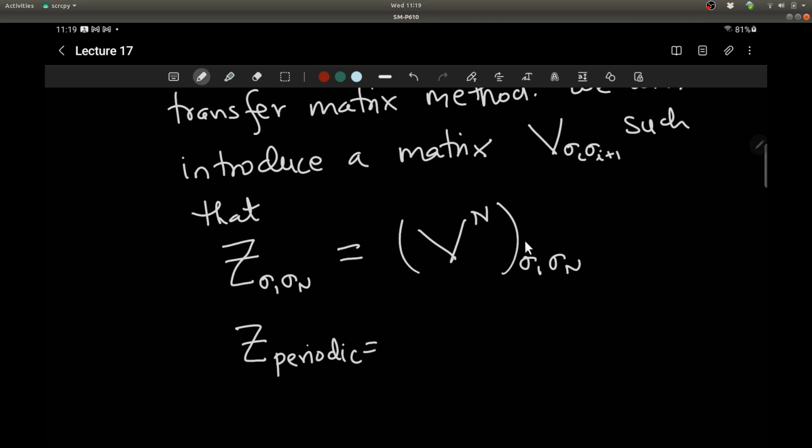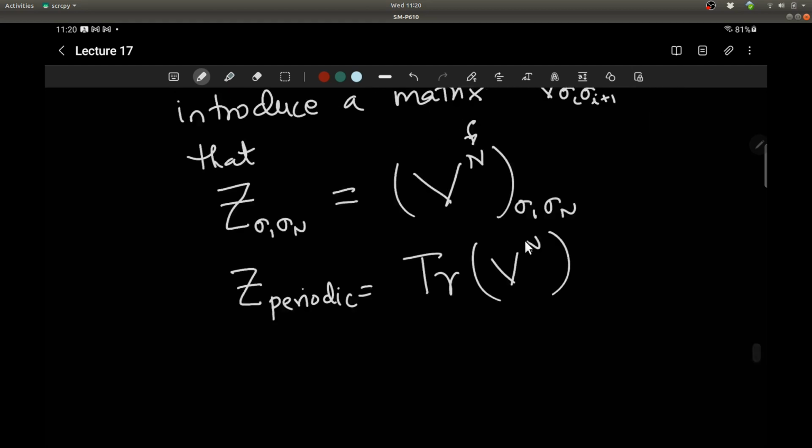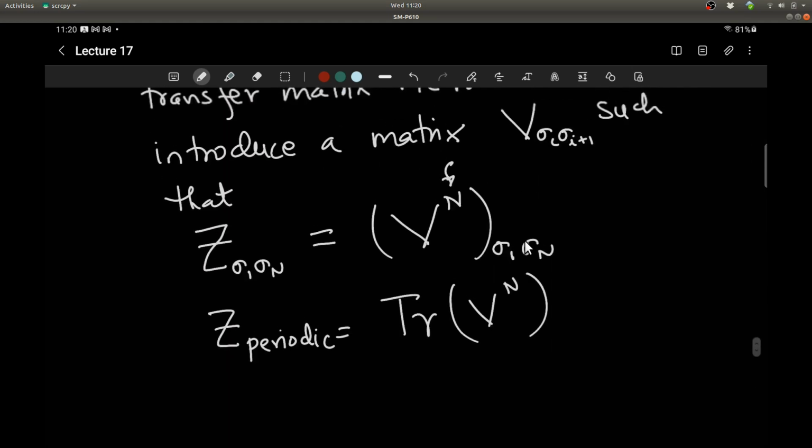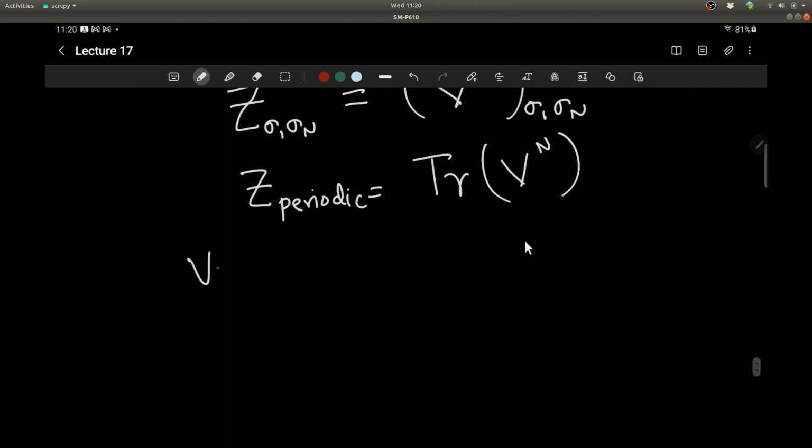And Z for periodic boundary conditions, you basically get the trace. Okay, so this is what you will get. I don't know if this is V to the power n or V to the power n minus 1. It doesn't matter. Check this later, whether this is what it has to be. And this is the claim. V is a 2 by 2 symmetric matrix.